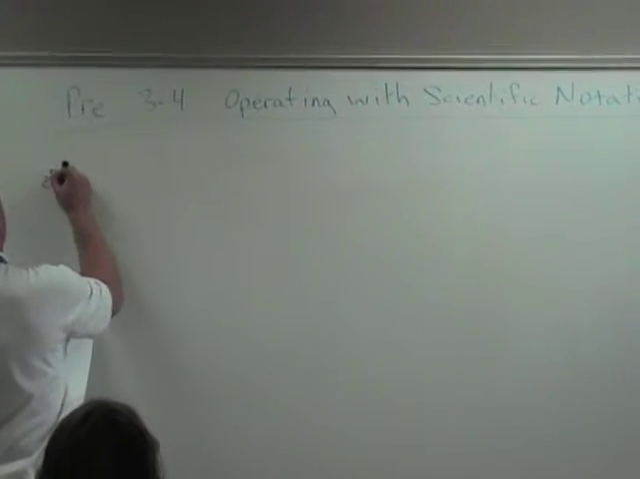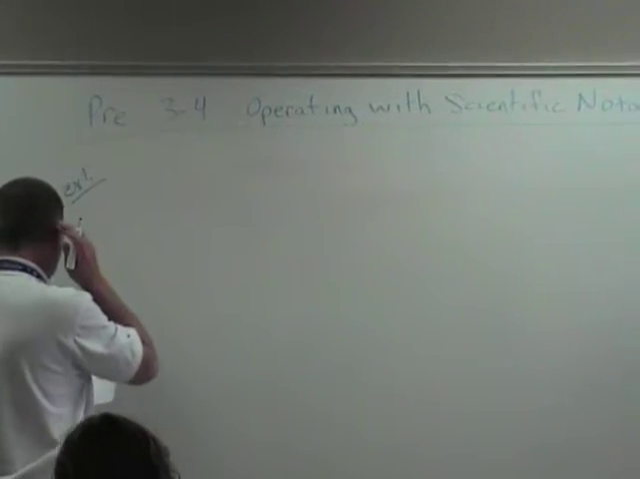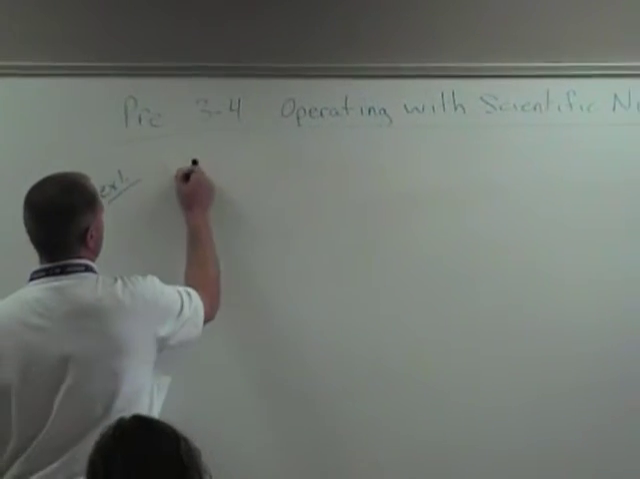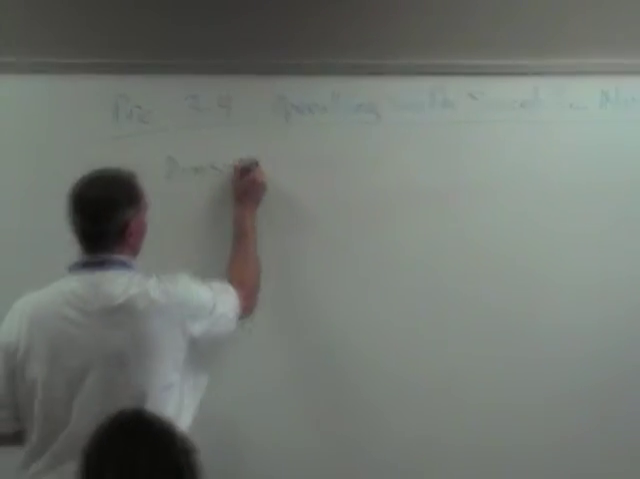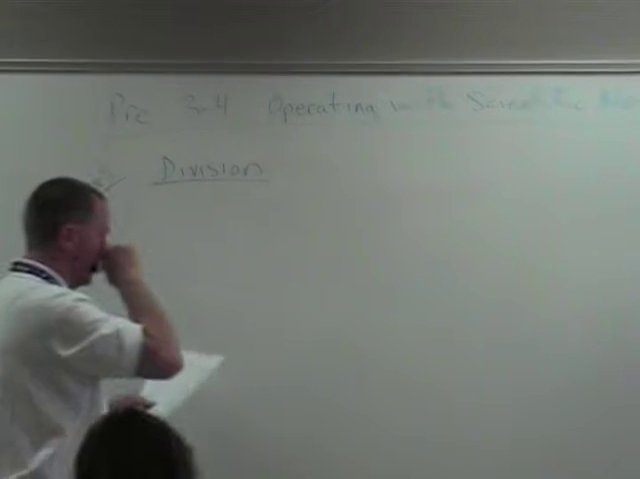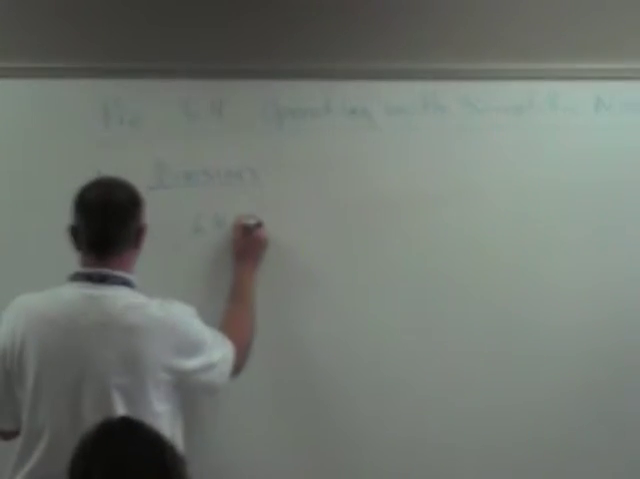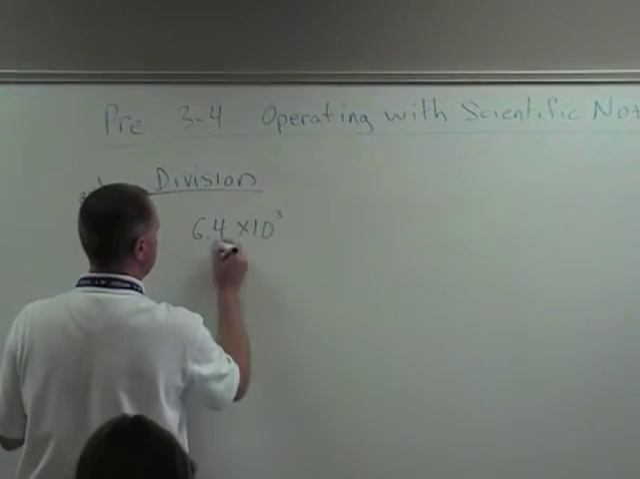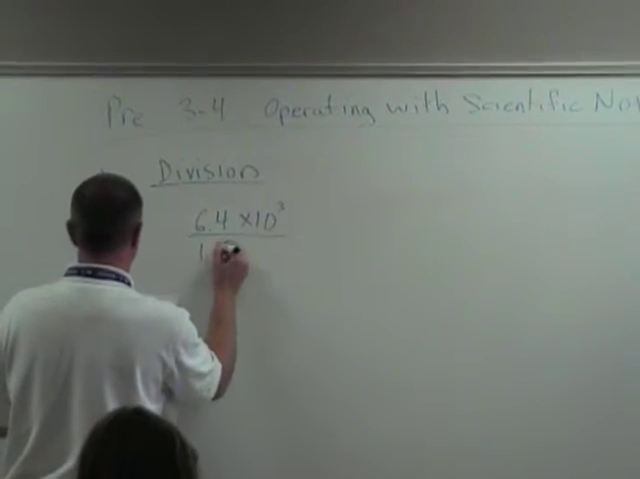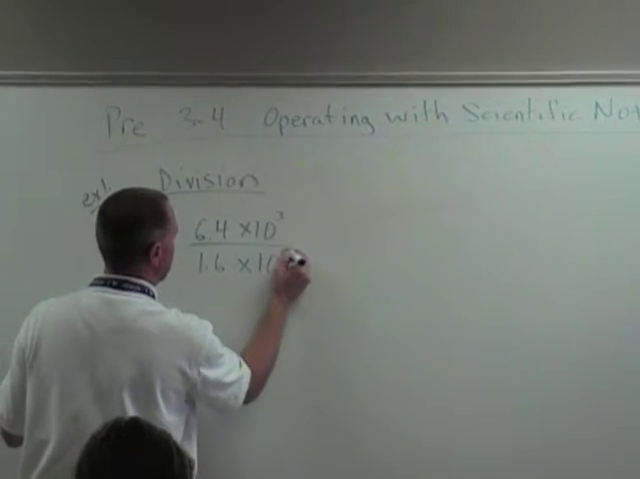Alright, so what we're looking at today with operations with scientific notation is division. So we're going to divide scientific notated numbers. Okay, so the first example is 6.4 times 10 to the third over 1.6 times 10 to the 8th.